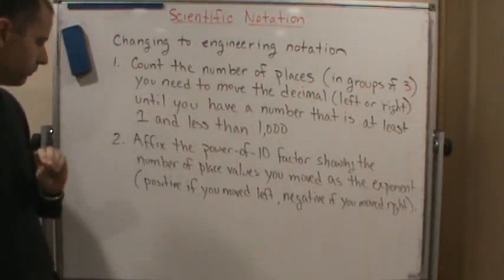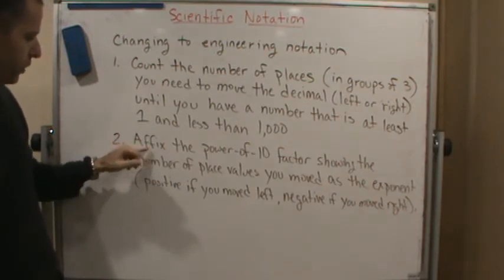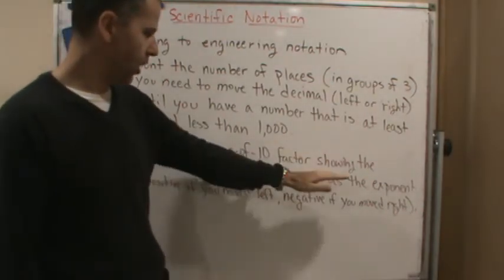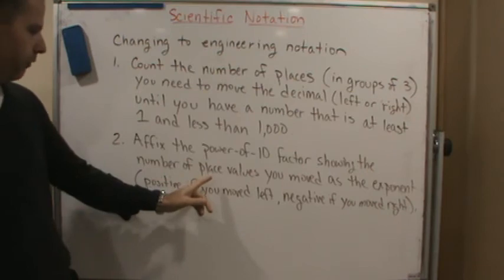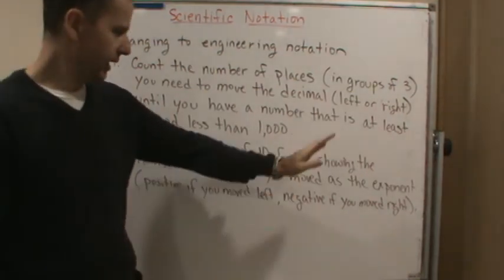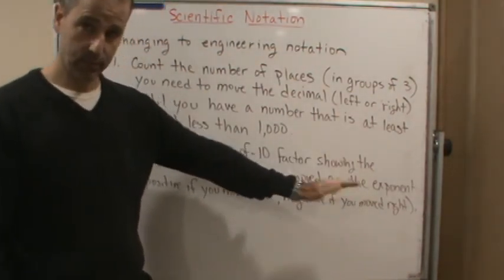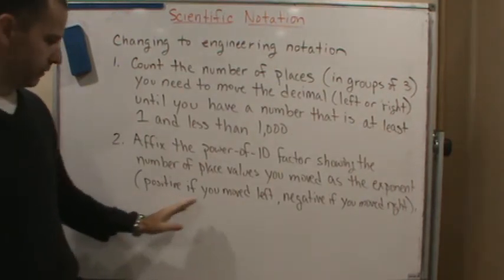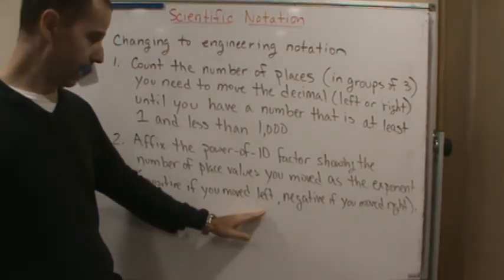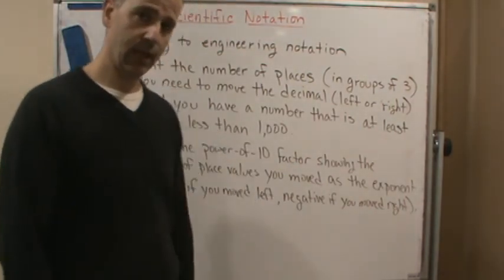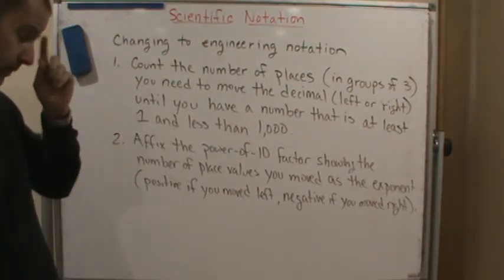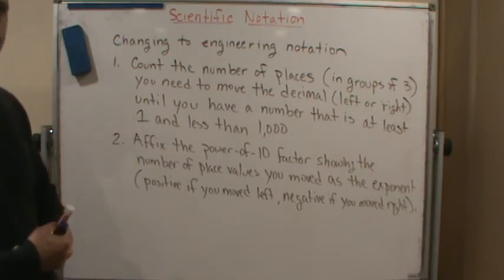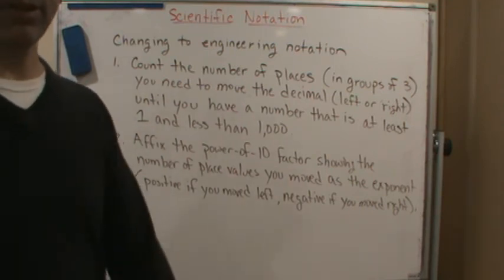Then you're going to write the power of 10 factor showing the number of place values that you moved as the exponent. The exponent will be positive if you move the decimal point to the left. It will be negative if you moved it to the right. The same as what we did with scientific notation. Okay, let's do some examples.